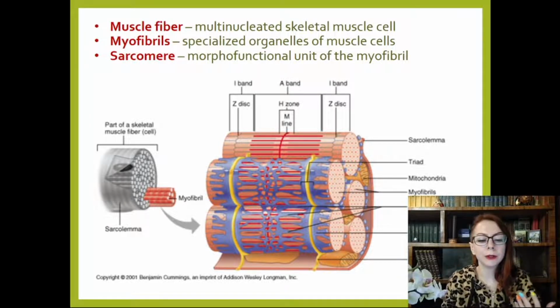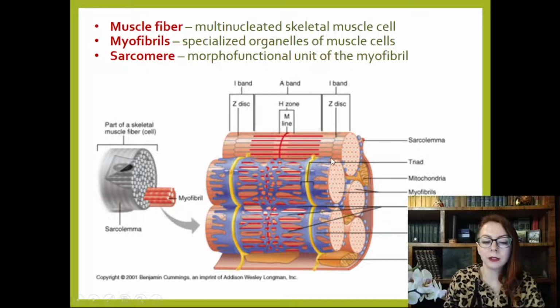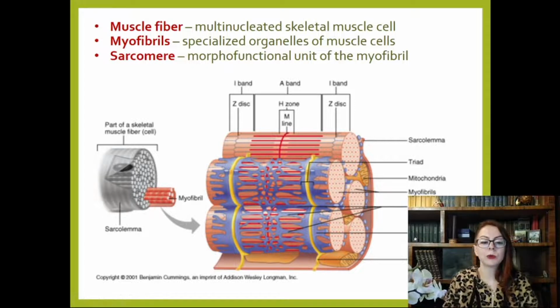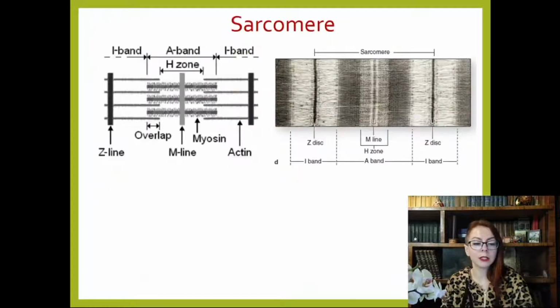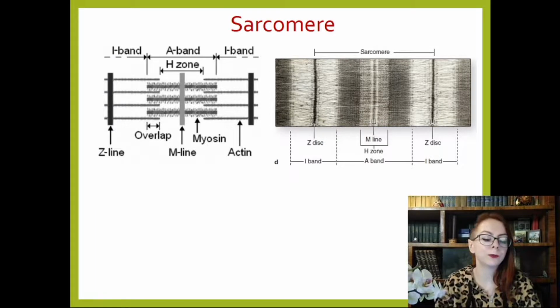So in the sarcomere, borders are designated by special Z lines. Here they are shown. These are the Z lines. Then in the middle of the sarcomere there is an M line, and the M line is used to fix thick myosin filaments, which are red in this diagram, while the Z line is used to fix actin filaments, which are thin and gray in this diagram. So this is the typical structure of the sarcomere, and let's investigate it in detail now.